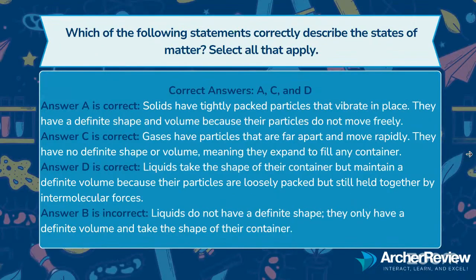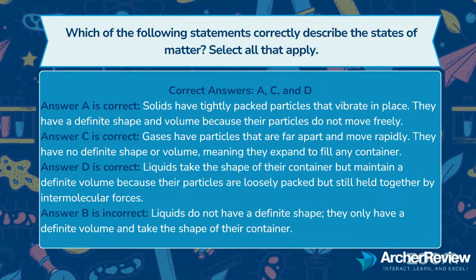Our correct answers: A, C, D. And many of you are doing so great. I'm so impressed. Thank you for that. So A, yes. Remember that solids have tightly packed particles that stay in place and then they vibrate. And that causes them to have a definite shape and volume because those particles are not moving freely. Our visual yesterday was a block of ice.